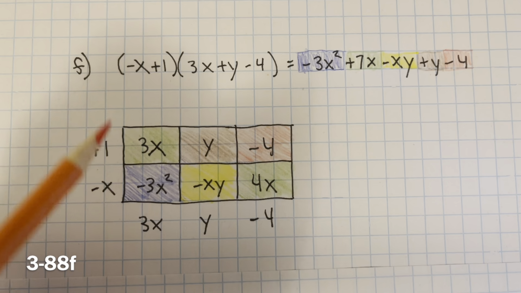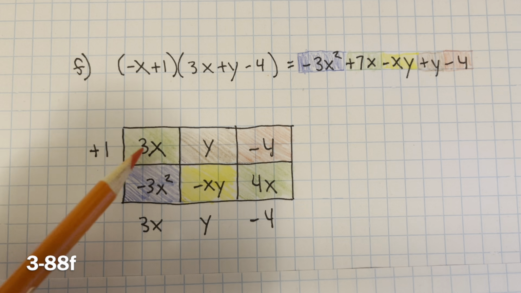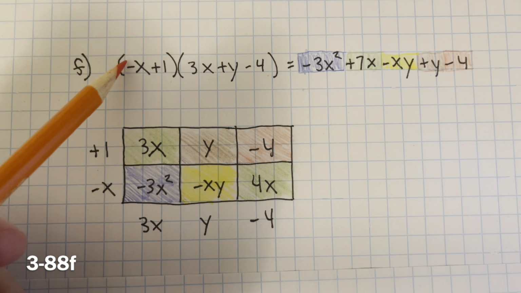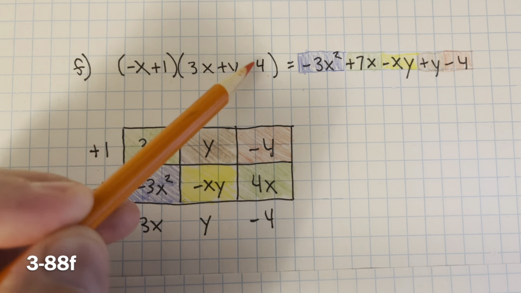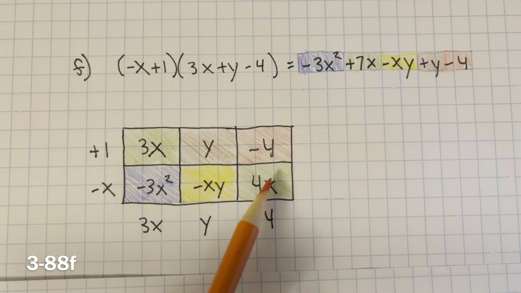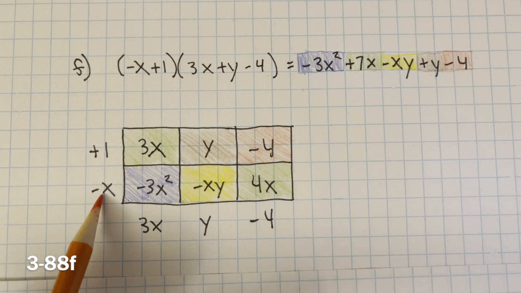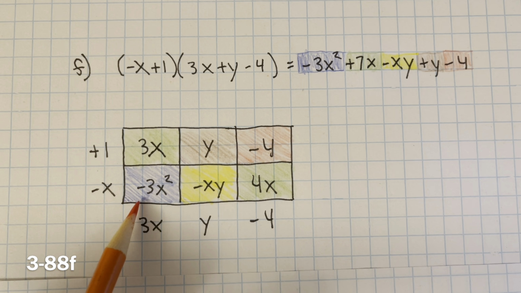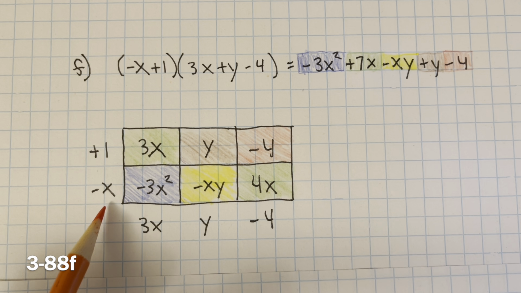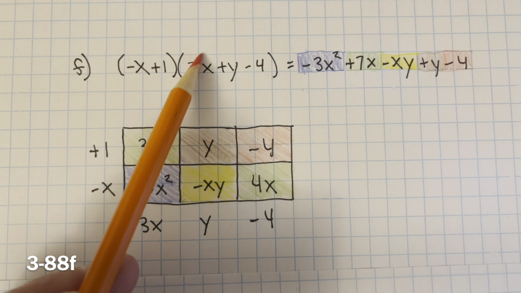So again, what this area model does is it helps me organize my terms to do the distributive property. So here I would distribute negative x multiplied by 3x, negative x multiplied by y, negative x multiplied by negative 4. And here I would be doing the same thing, but it's just organizing my terms to make it easier for me to do the distributive property. And it makes it so I'm less likely to forget one of the terms when I'm distributing to each of them.